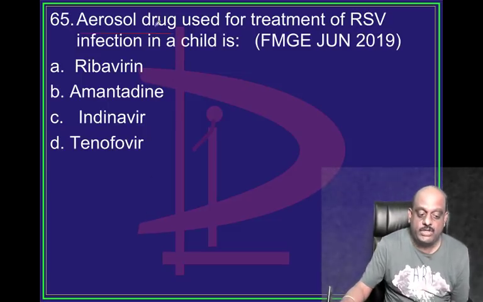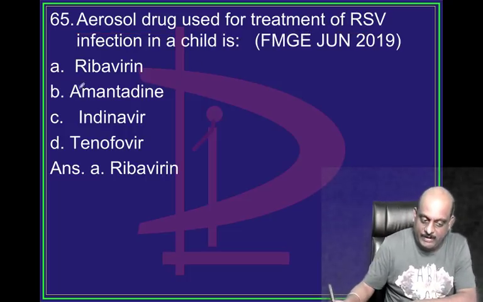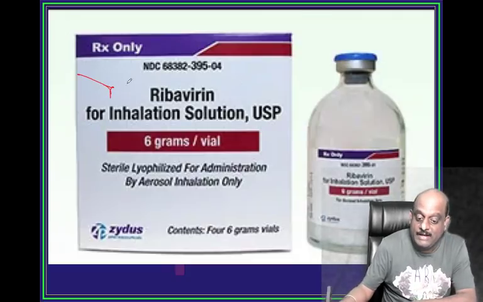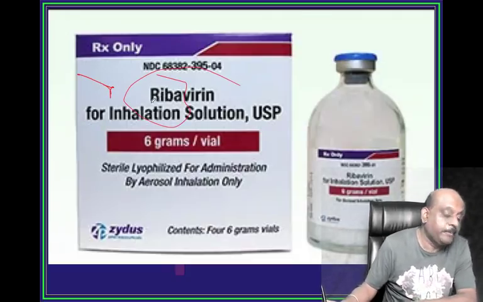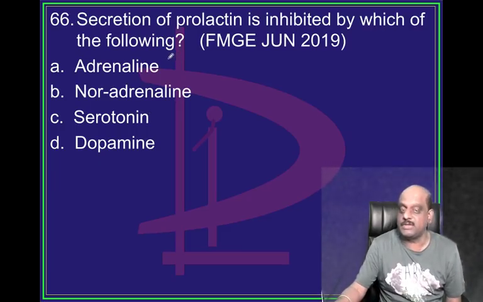Now, which aerosol drug do you use for the RSV infection in a child, doc? Ribavirin. So, ribavirin for inhalational solution is available in case of bronchiolitis caused by respiratory syncytial virus.